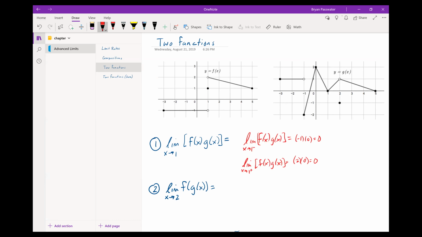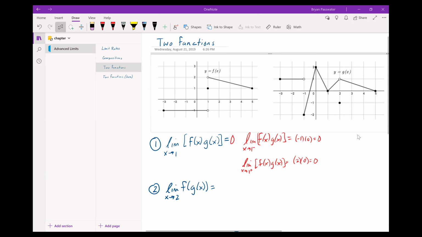And we know that from our most primitive limit properties, a limit of a function exists if the limit from the left is equal to the limit from the right. And so in this case, we get 0. So even though f did not have a limit as x approaches 1, the product does.